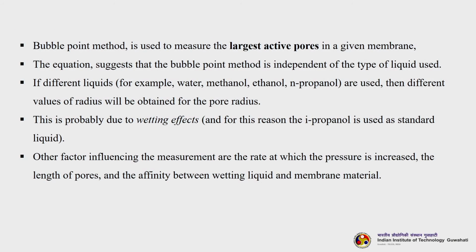However, let us assume that you are taking different types of liquids, then what will happen? You will get different results. The reason for that is that different types of liquids wet the membrane differently. That is why most of the time isopropanol is being used. Other factors that can influence this measurement technique are the length of the pores and the affinity between the wetting liquid and the membrane material, which is also very important.